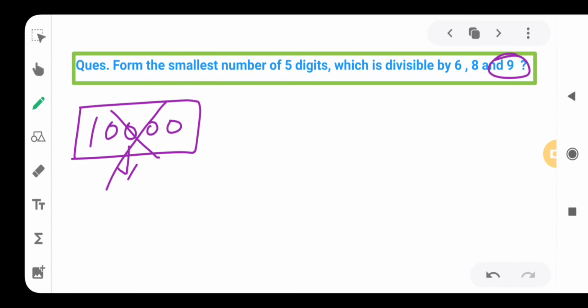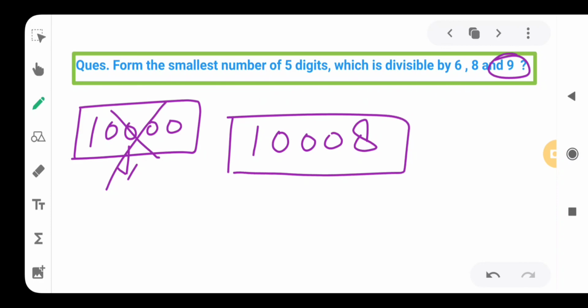So let's take another 5 digit number that is smallest as well as divisible by 6, 8 and 9. For that I'm going to take the next value, I'm going to try 10008, because before this there is no value that is divisible by 9; only this one is divisible by 9. Let's check. 8 plus 1 is 9, and 9 is divisible by 9, so it satisfies the condition of 9.